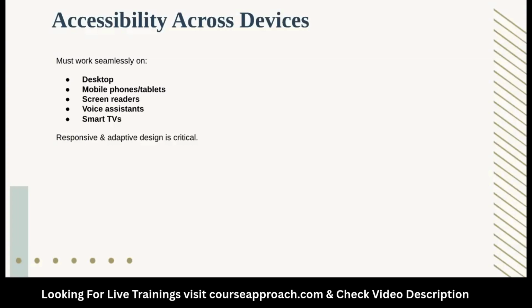In this century we are currently 90% living in the digital world. So all the devices should work seamlessly for all users, including voice assistance technologies and smart TVs. All these things should be responsive and adaptive, especially with accessibility, without any criticality. So these are the devices we have to work on for accessibility.